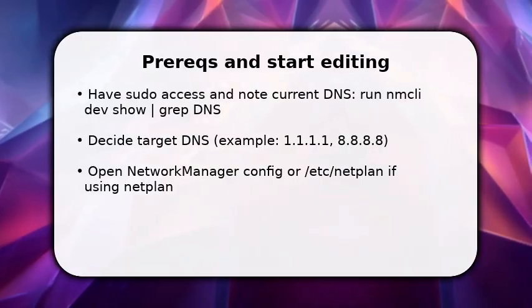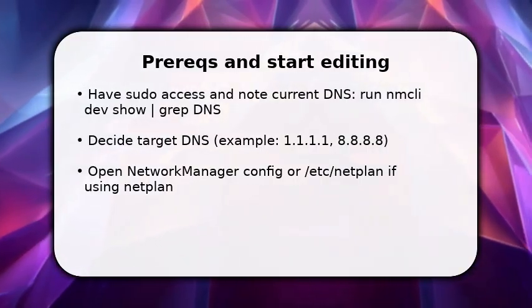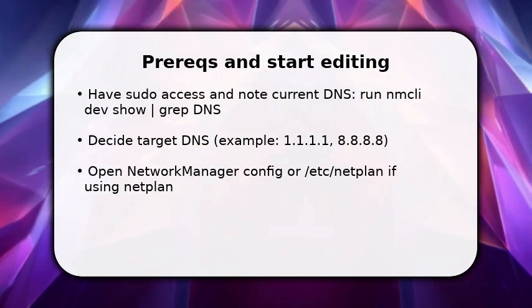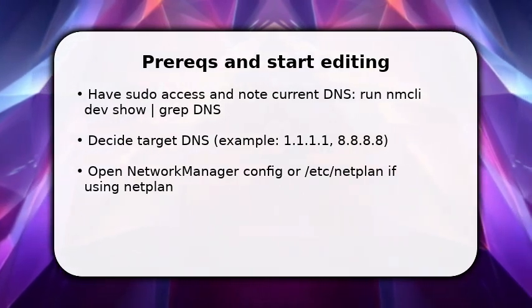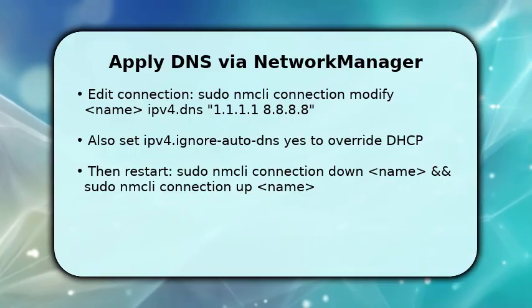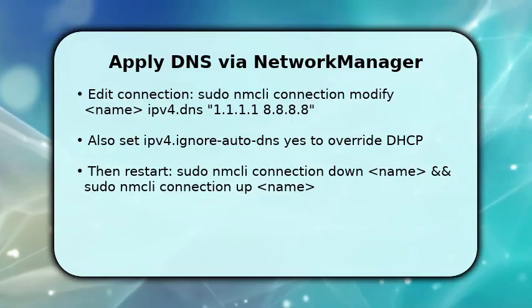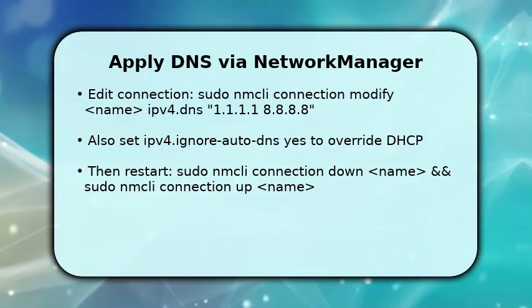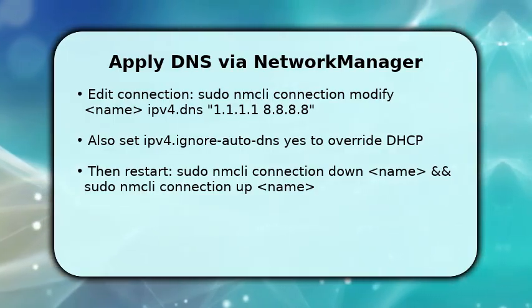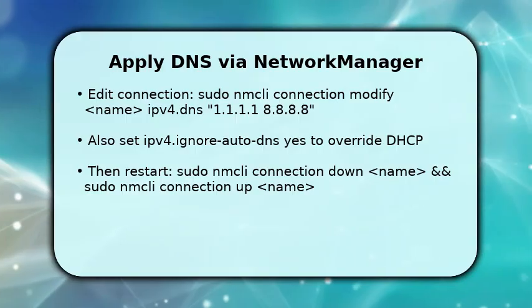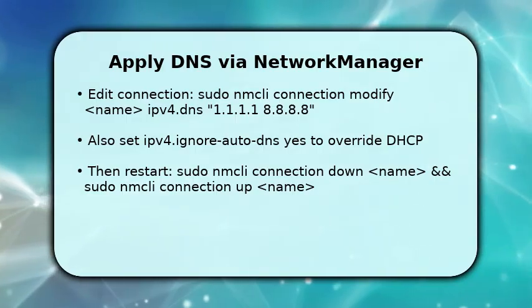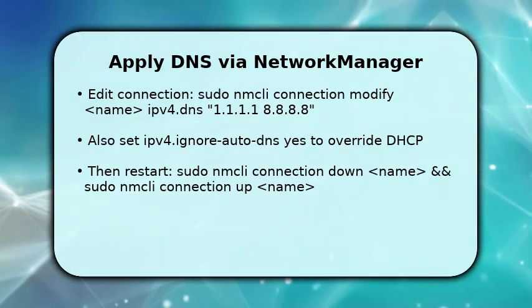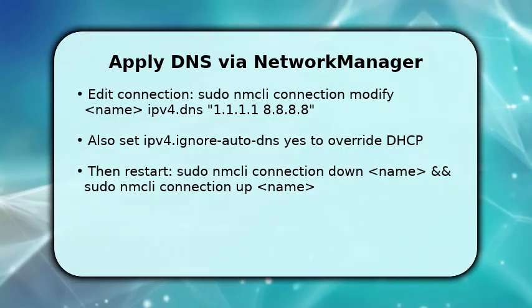Now, prepare to edit the active connection or the Netplan file. Keep a backup of any file you modify so you can revert quickly. If using Network Manager, run nmcli to target the active connection and set ipv4.dns to your servers. Once done, explicitly disable DHCP DNS with ipv4.ignore-auto-dns yes so the system won't revert. Make sure to include both addresses in quotes separated by a space.